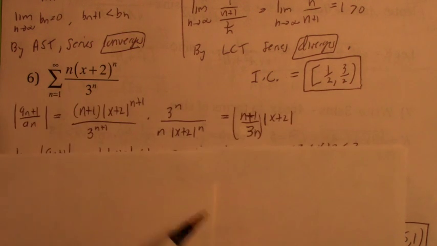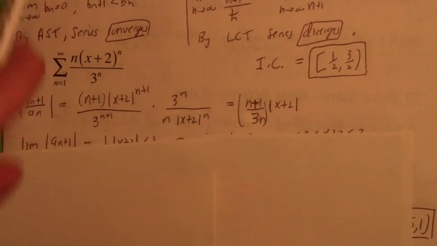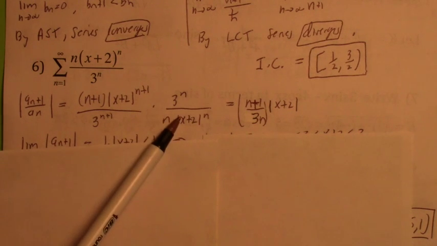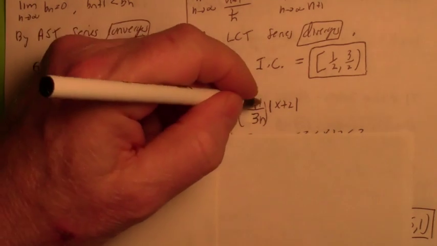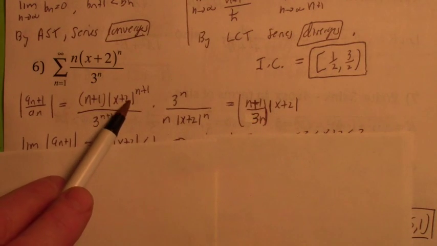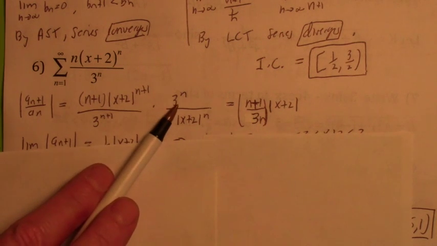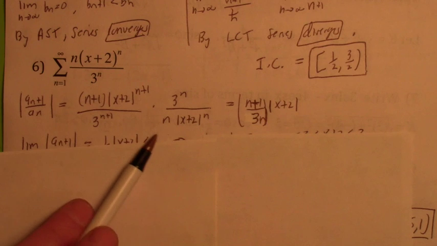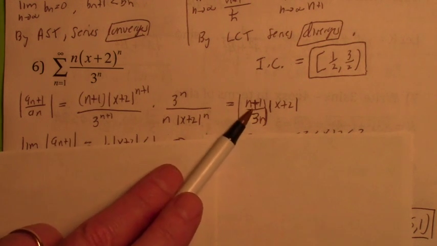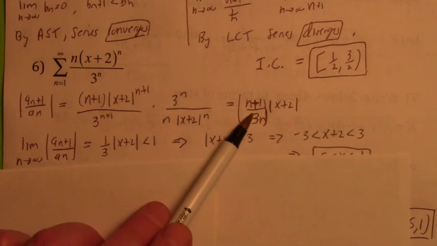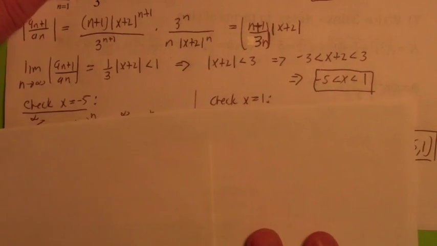Okay, if you look at the absolute value of a sub n plus 1 over a sub n, let's see, this is a sub n plus 1 absolute value. This is the reciprocal of a sub n absolute value. You see what you get? You get the x plus 2 to the n plus 1 over x plus 2 to the n. You have one factor of x plus 2 in absolute value left. You have a 3 to the n plus 1. You have a 3 to the n. So you have a 3 on the bottom. You have an n on the bottom and an n plus 1 on the top. So this is what you end up with. When you take the limit as n goes to infinity, doesn't this factor get close to 1/3? Okay, so you get 1/3 there.